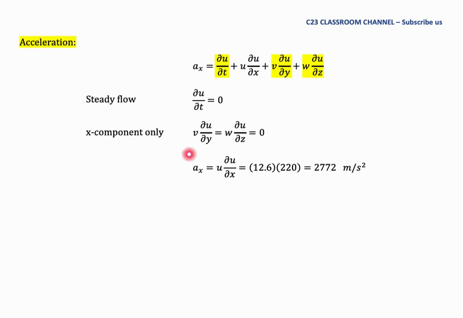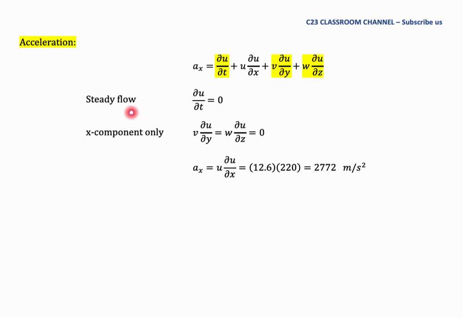Then we need to calculate the acceleration. So this is the acceleration equation. It is not given in the lesson notes, so I give it here in this tutorial. So we can calculate the acceleration for the x direction as ax equal to del u over del t plus u del u over del x plus v del u over del y plus w del u over del z.